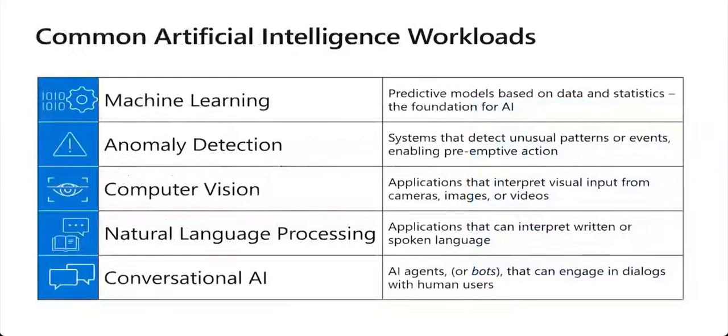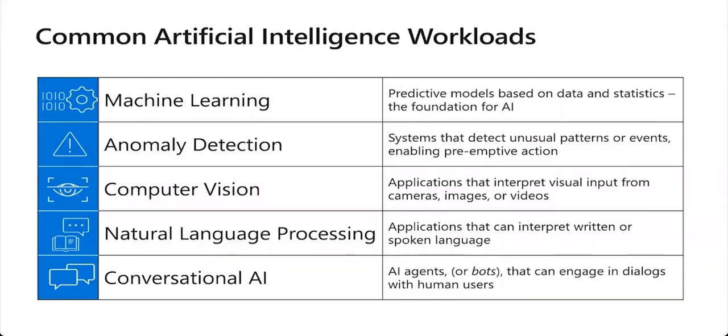So, of course, we have machine learning workloads, and we have a different set of workloads: anomaly detection, computer vision, natural language processing, and conversational AI. And you might, on the exam, get a question around identifying these types of AI workloads. So let's look at them individually, and we'll explore each of them in detail later, right? We'll get a separate module on them. Let's start with machine learning. Predictive models based on data and statistics, and really the foundation for AI.